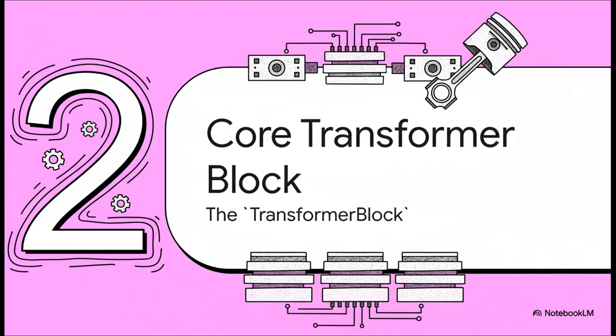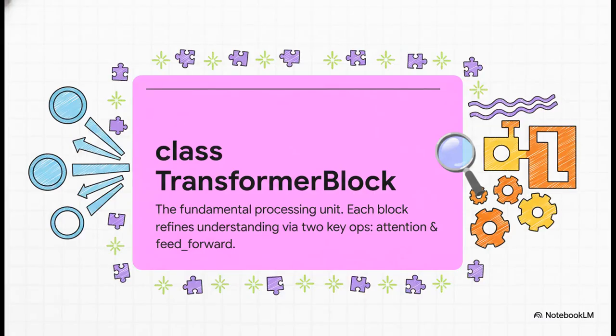So if the transformer class is the car's chassis, what's the engine? Well, that would be the transformer block. And maybe a better analogy is the engine's piston. It's this core repeating unit where all the heavy lifting, all the computation happens. The entire model really is just a big stack of these blocks, one right after the other, with each one refining the model's understanding. And each one of these transformer blocks has a really clear two-step job.